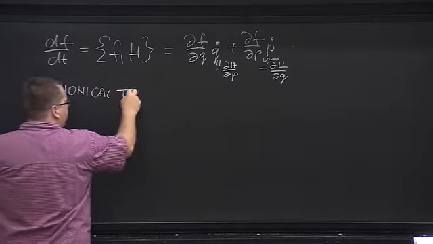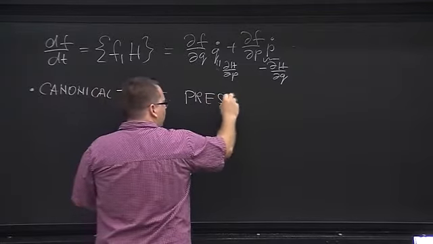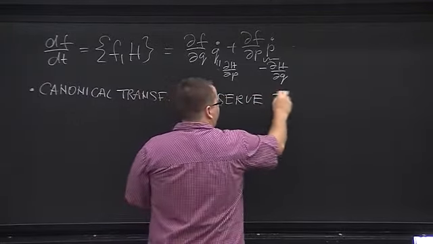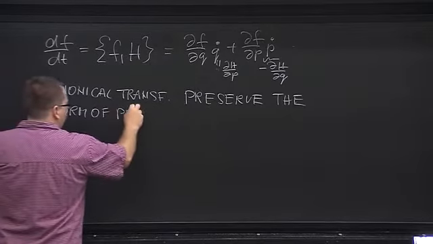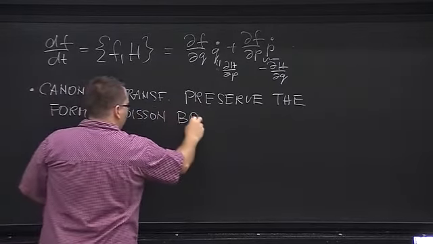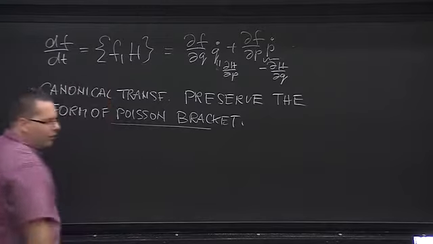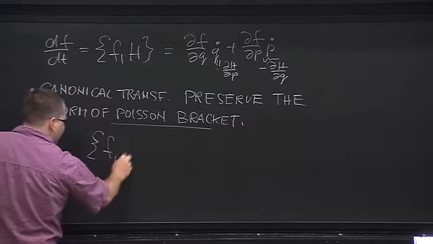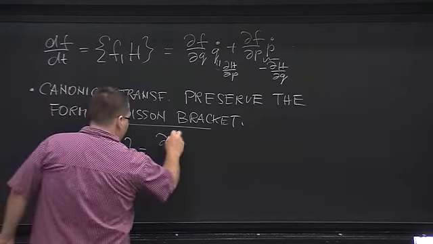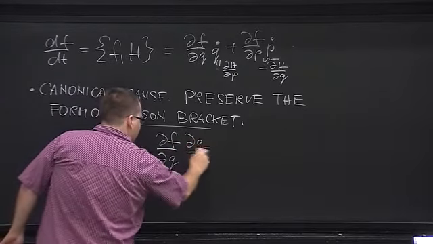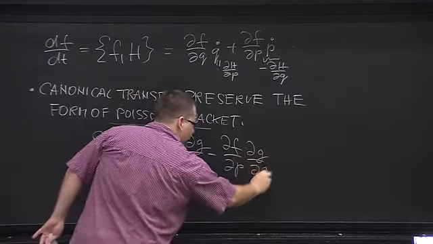Canonical transformations are special because they preserve the form of the Poisson bracket. So in other words, if I have f and g, I can calculate the bracket in terms of the old coordinates. That was given by my canonical Poisson bracket, df over dq, dg over dp, minus df over dp, dg over dq, right? So this is what we started with.